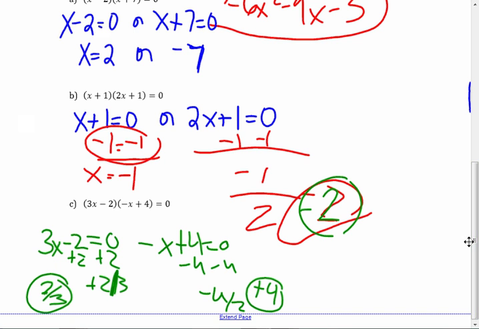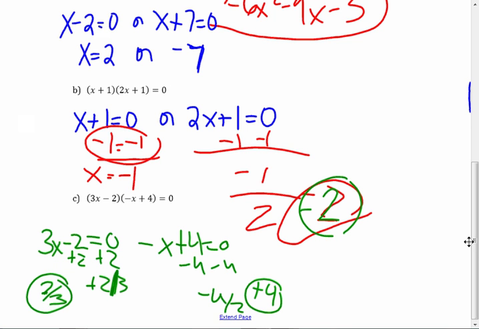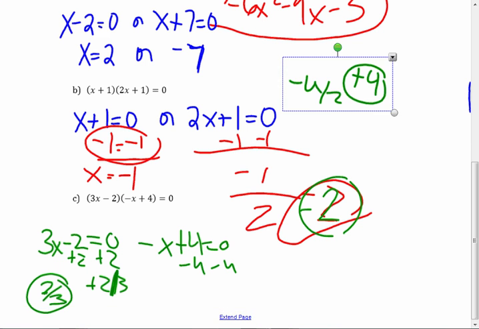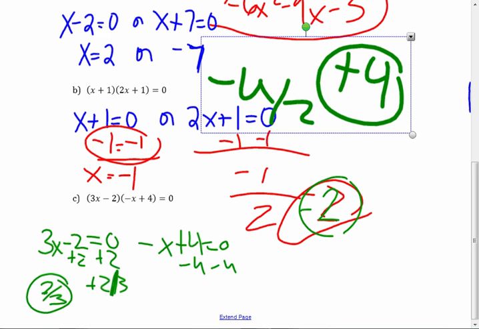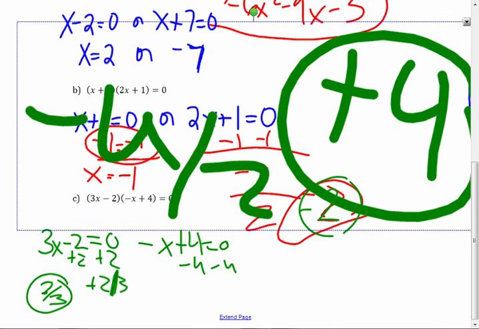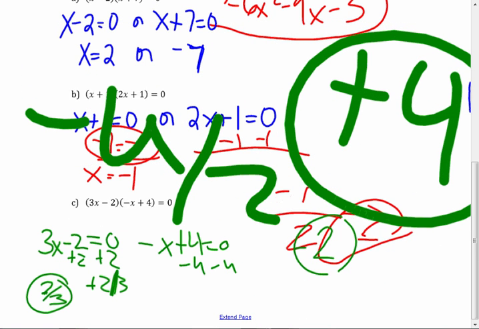Okay, Jesse, did you get positive 4 for the last one? It's not negative 4. You did it right. Okay, that last answer is positive 4, not negative 4.